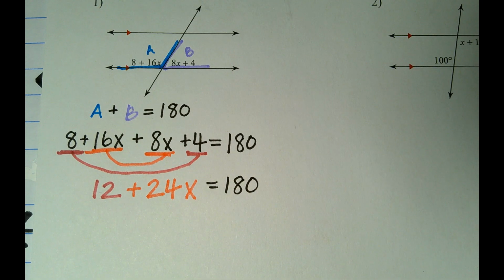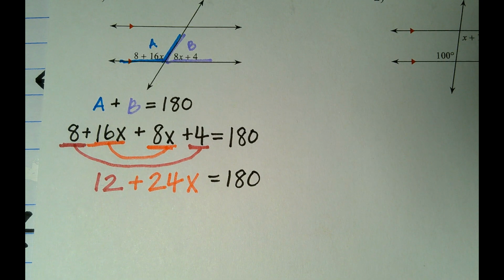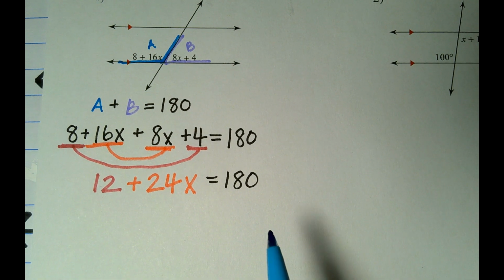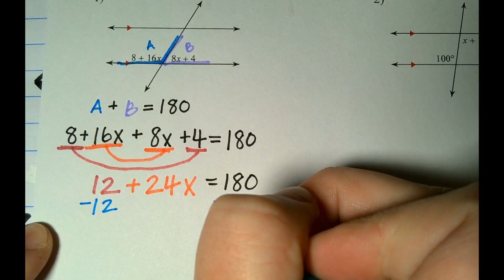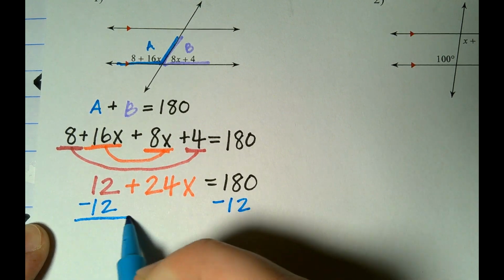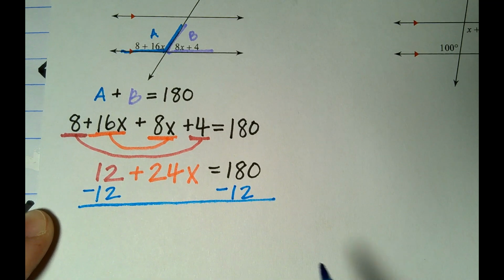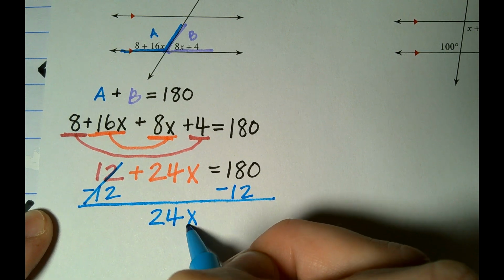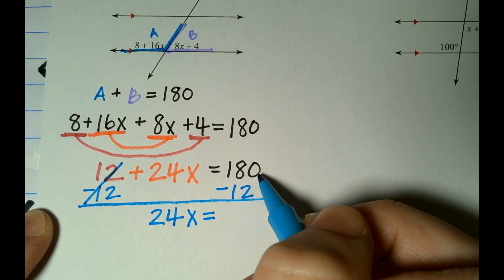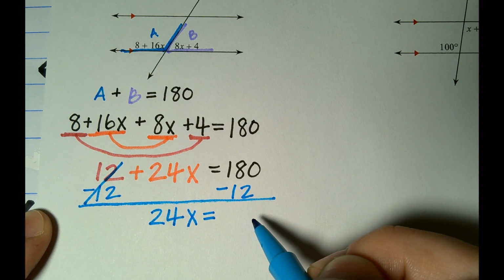Now we can solve this. That's why I keep messing up. All right, so what should I do next? You're going to take away 12. Yes, take away 12 from both sides, minus 12. The 12's cancel. So you got 24x equals 180 minus 12, what is that?